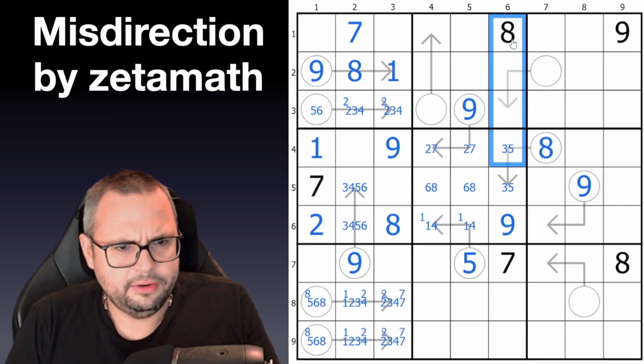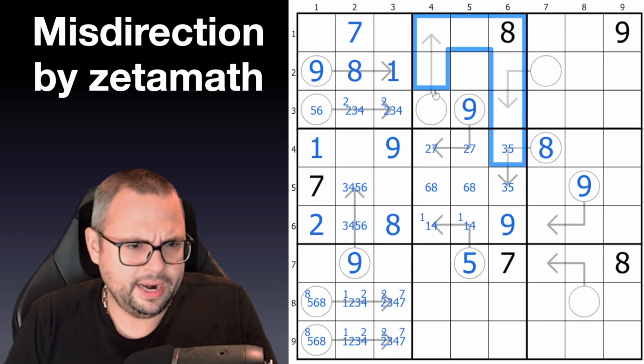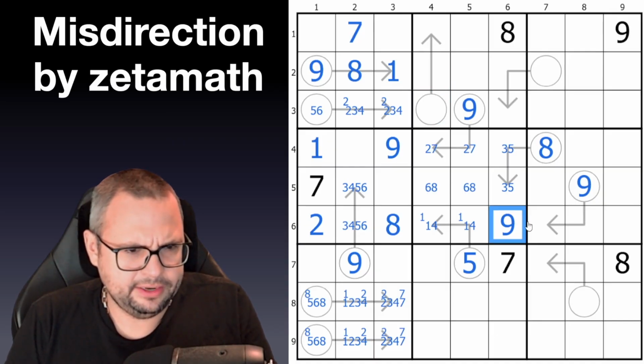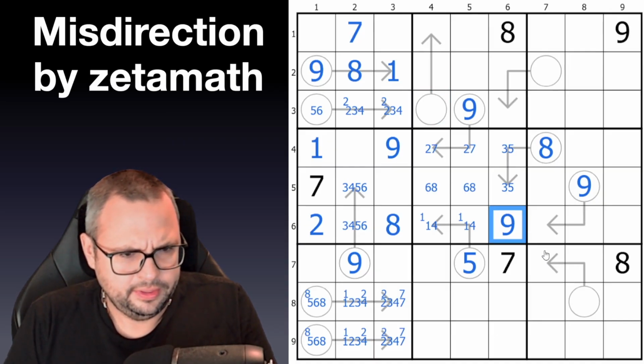Let's see. Can I do 7 in this box yet? I can't put a 7 on that arrow because it would need to sum to 8 or 9, and it can't. But that's not immediately helping me.